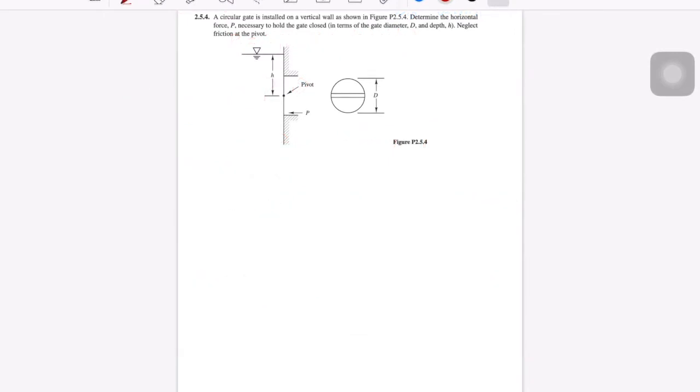For the second problem, we know a circular gate is installed on a vertical wall as shown in this figure. We need to determine the horizontal force P necessary to hold the gate closed. We shouldn't neglect the friction at the pivot. To determine the horizontal force P, we need to determine the hydrostatic force on the gate first and its location.